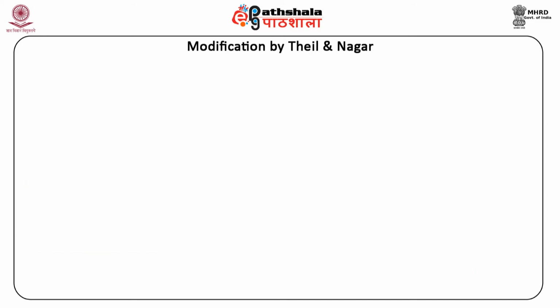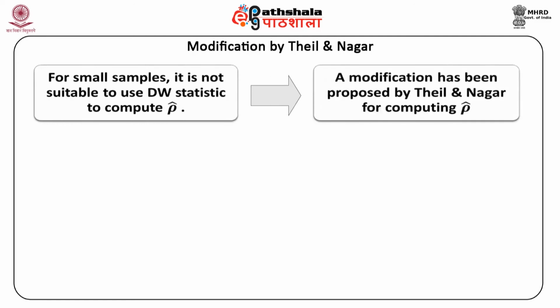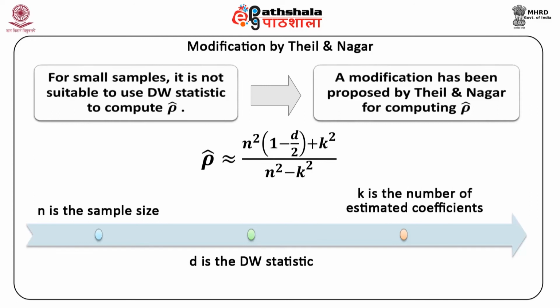A modification was made by Theil and Nagar. They said for small samples it is not suitable to use the Durbin-Watson statistic to compute rho hat. A modification has been proposed by Theil and Nagar for computing rho hat. Rho hat is approximately equal to n square into 1 minus d by 2 plus k square, upon n square minus k square, where n is the sample size, d is the DW statistic and k is the number of estimated coefficients. This value of rho hat may be used for estimating the generalized difference equation.